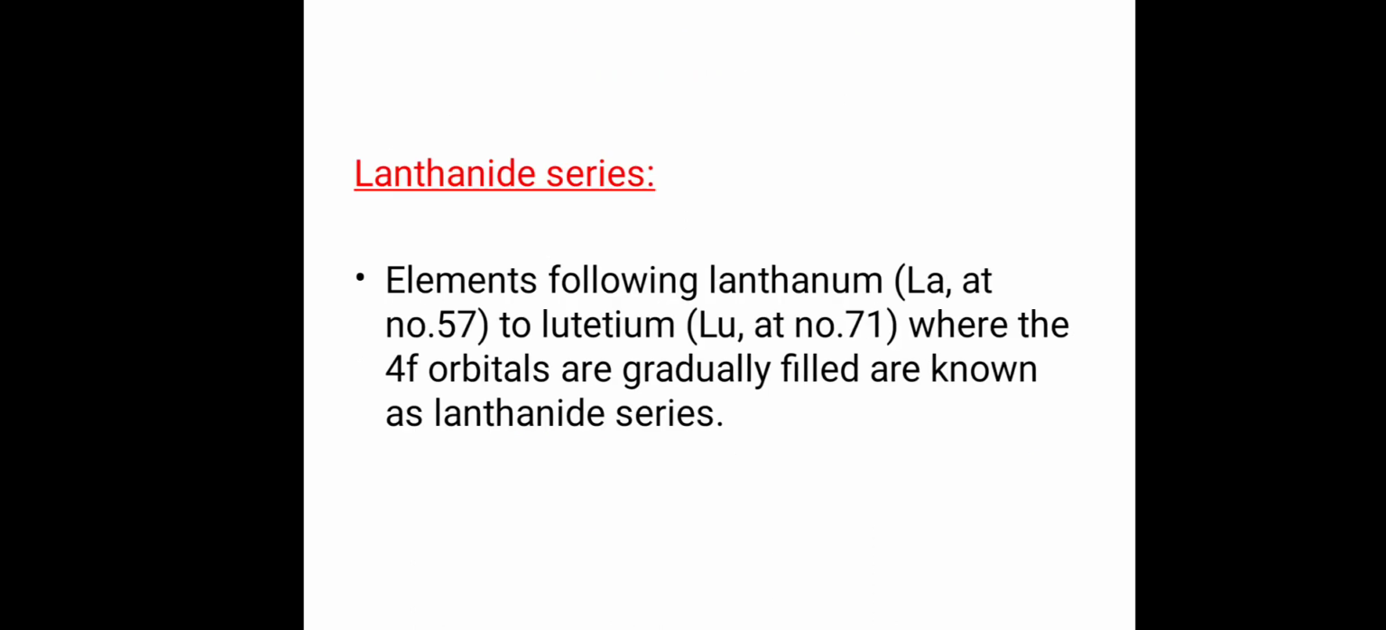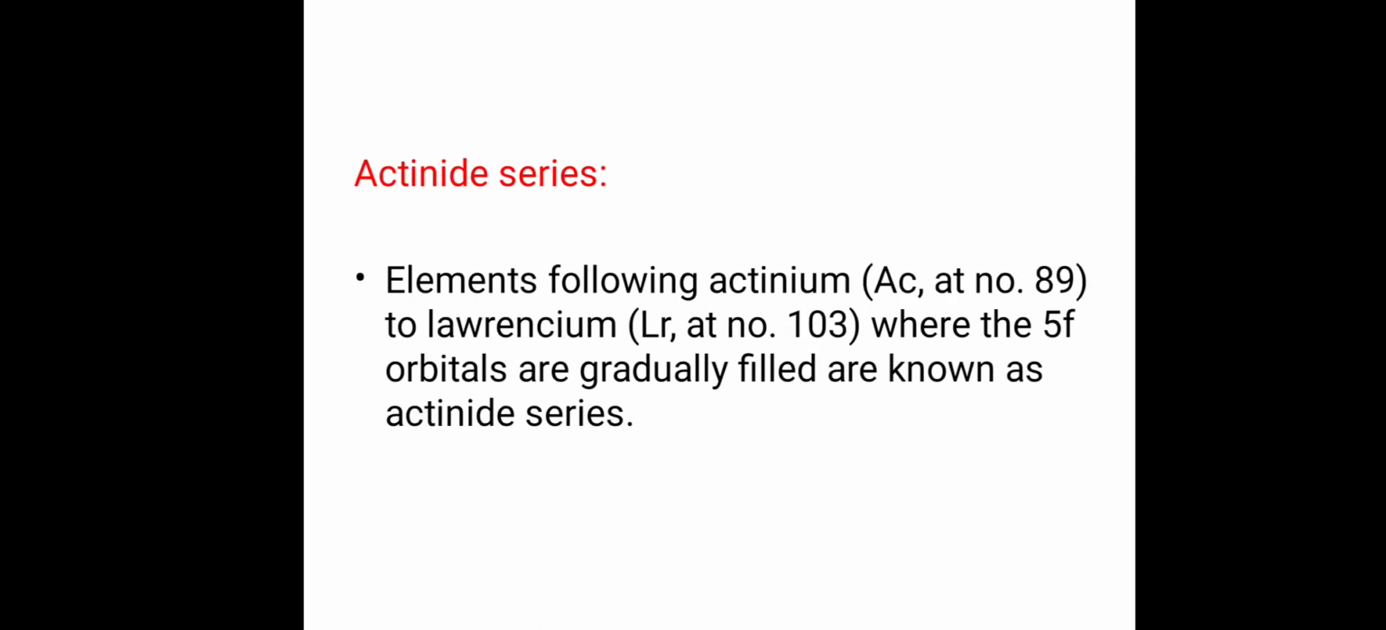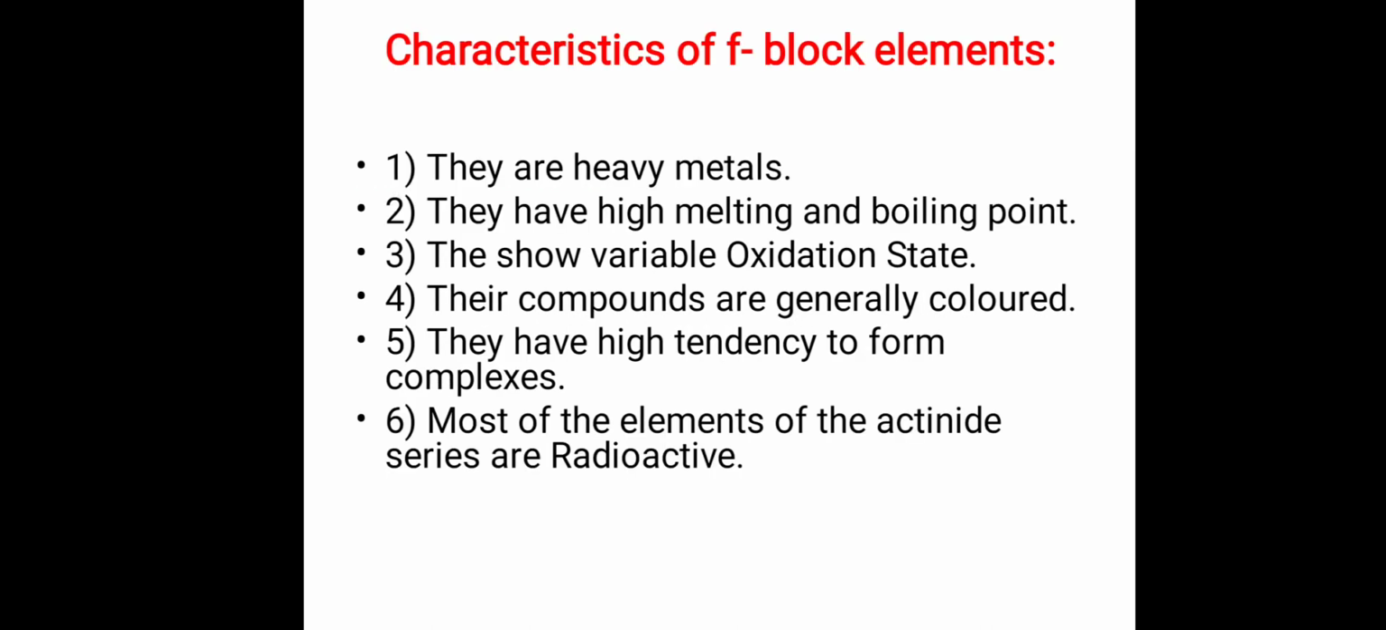The lanthanide series elements follow lanthanum, at atomic number 57, up to lutetium, the last element of the lanthanide series, where the 4f orbitals are gradually filled. The actinide series starts with actinium, 89, and ends with lawrencium at 103. Here the 5f orbitals are gradually filled, known as the actinide series.